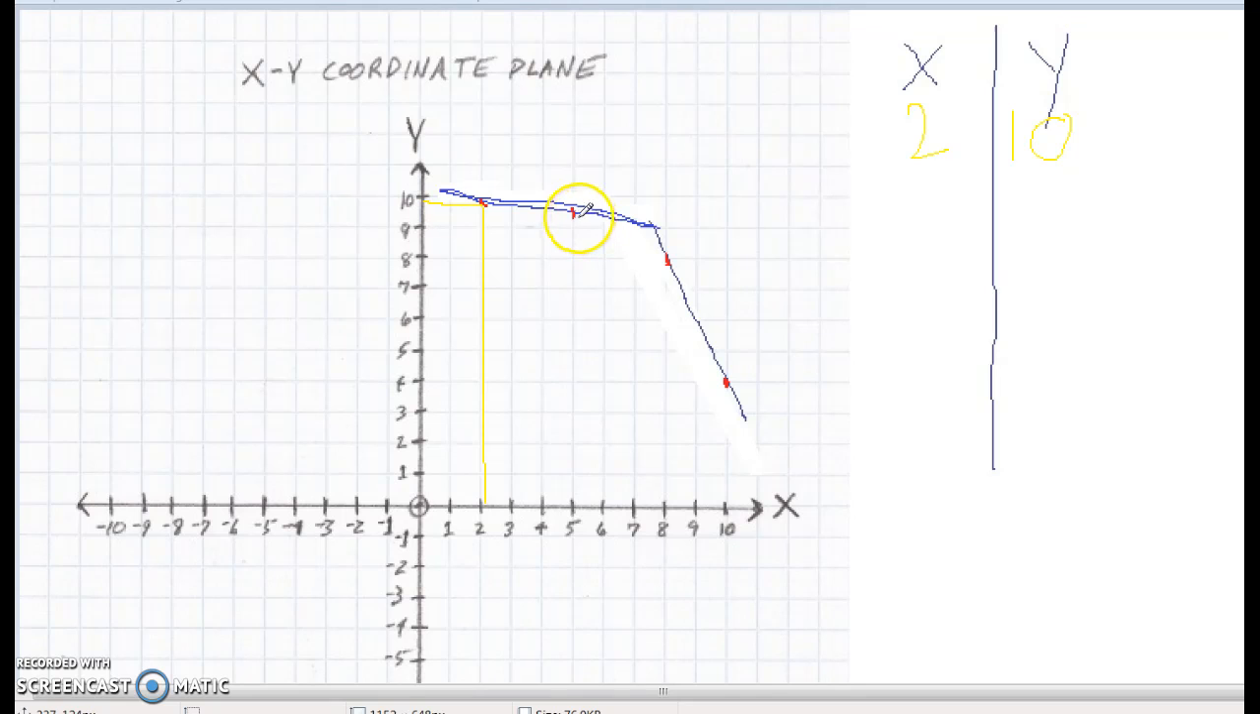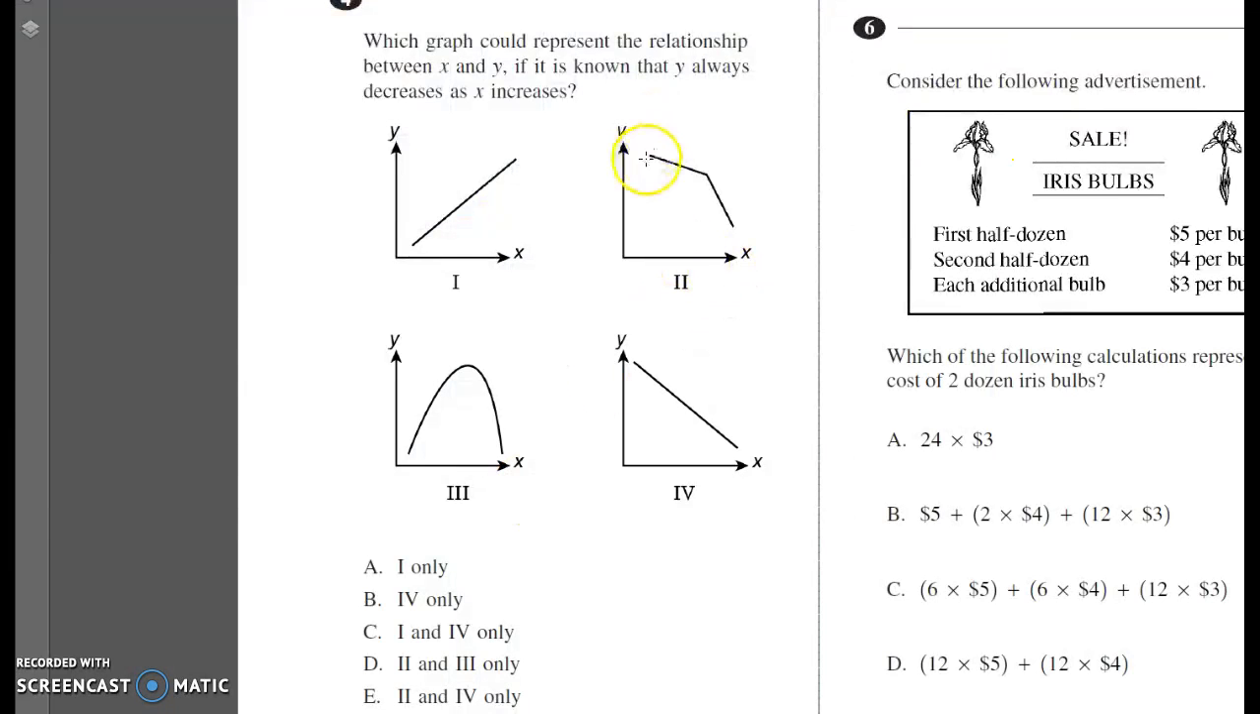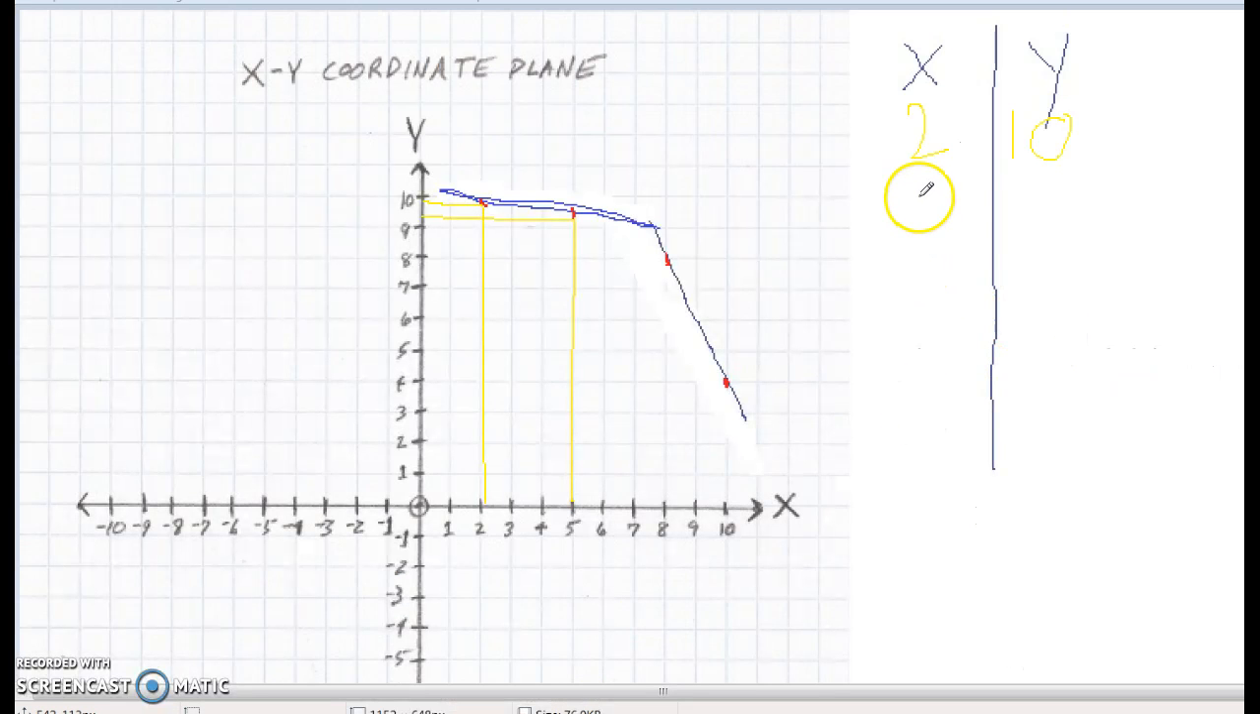Now this one here, it went out to the 5 and it went to about the 9.5, because if you remember the original picture, it had a slight angle to it. So since this one went out to about a 9.5, our x was a 5, our y was a 9.5.